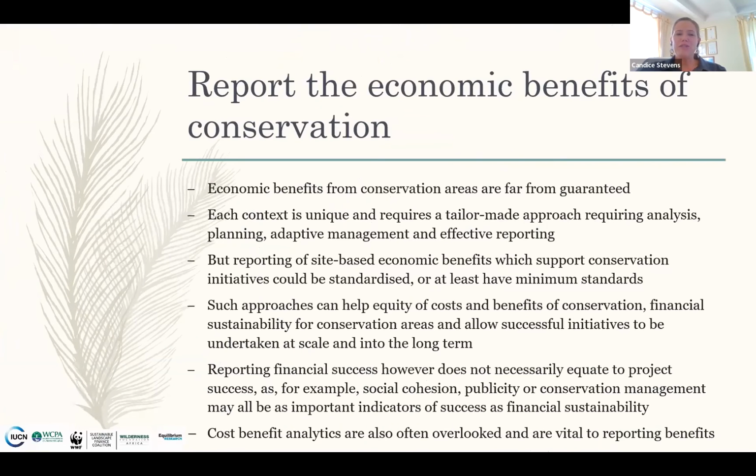So I think first and foremost, it's really important to recognize that all of these areas are different. They have different management requirements, different stakeholders. They offer different types of benefits, not just from an economic point of view, but from a conservation and social point of view as well. And so we need to understand that often you have to have tailor-made approaches to these areas, not just from a management point of view, but from a sustainable finance point of view, a cost management point of view.